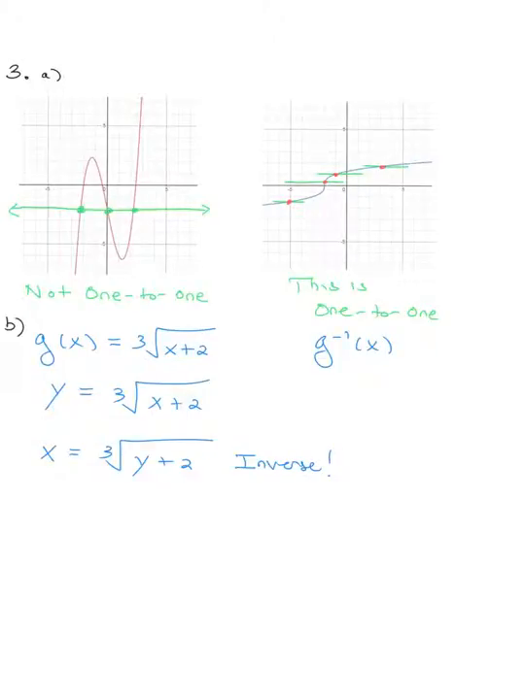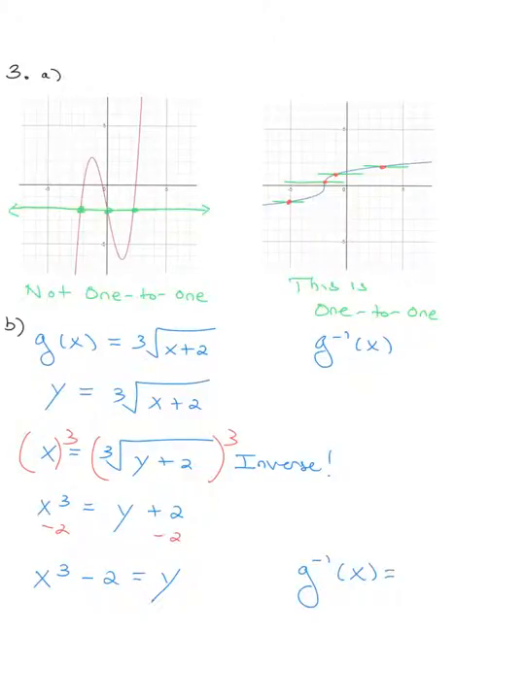The goal is to solve this equation for y. It's pretty easy to do. I can cube both sides. That gives me x cubed is equal to, cubing a cube root cancels it, leaving me with x plus 2. I would then subtract 2 from both sides, and I get x cubed minus 2 is equal to y. This is the inverse for g of x. I'll put that over here. G inverse of x is the formula x cubed minus 2.